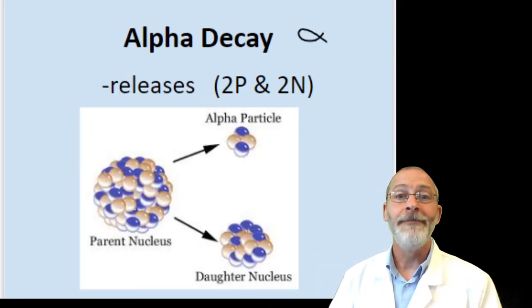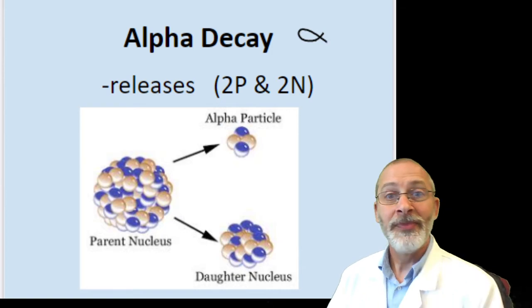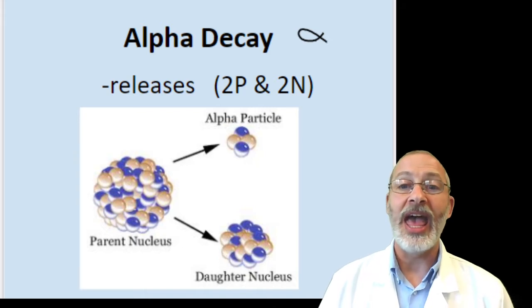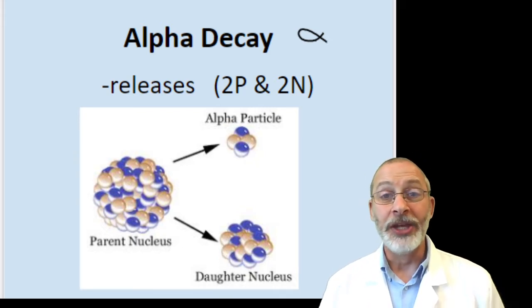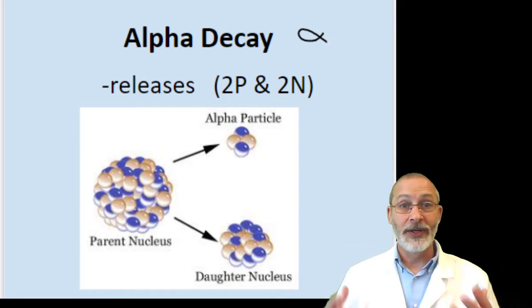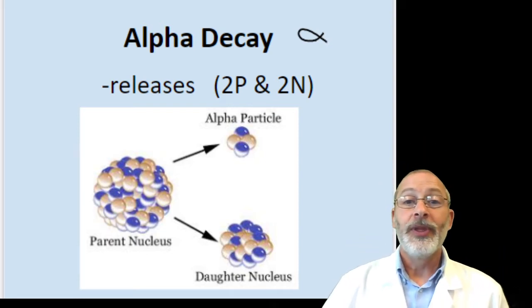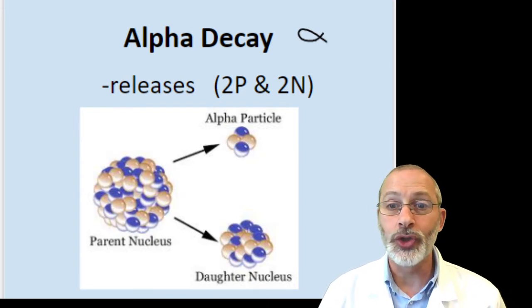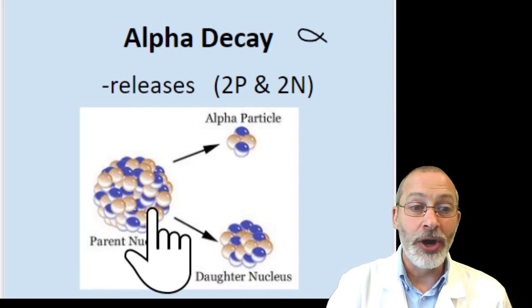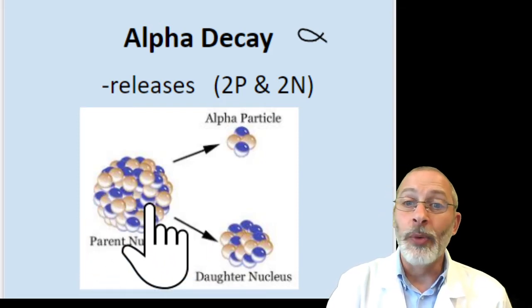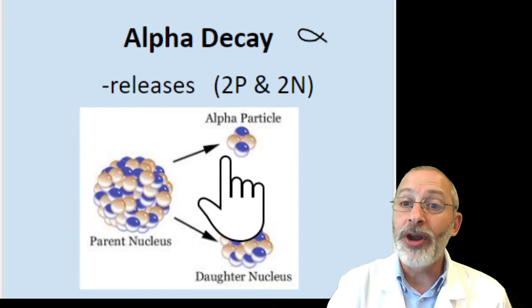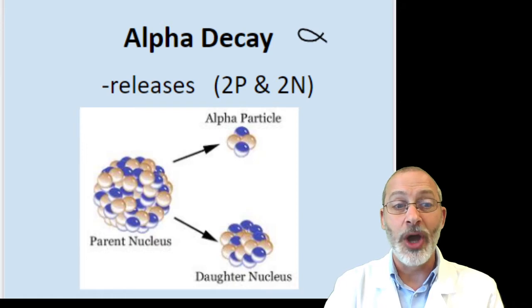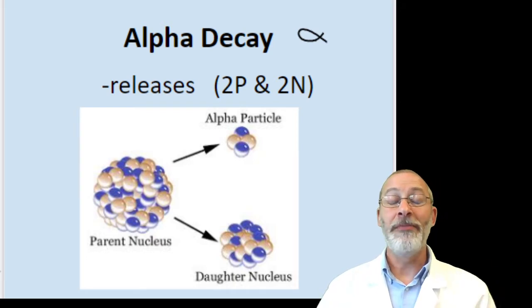First type of decay probably sounds a little bit familiar. It is called alpha decay, and it is the release of an alpha particle. And just by way of reminder from our last lesson, an alpha particle is made up of two protons and two neutrons. So we may start off with a parent nucleus, and when there is a release of an alpha particle, two protons and two neutrons, the resulting nucleus is going to have a different makeup.